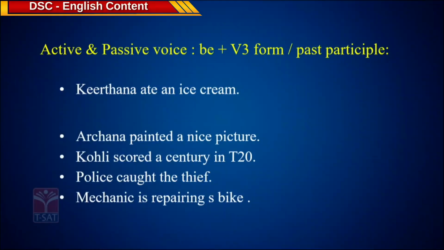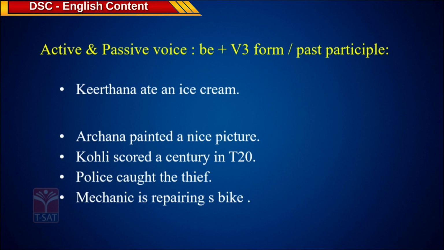Today we are going to look into some transformation of sentences like active voice, passive voice, direct and indirect speech, etc. First we will go with active voice and passive voice. I will give the general formula for the active voice and how to transfer sentences from active into passive. The one single formula is B plus V3 form, that is the past participle form. I have listed a few examples here.